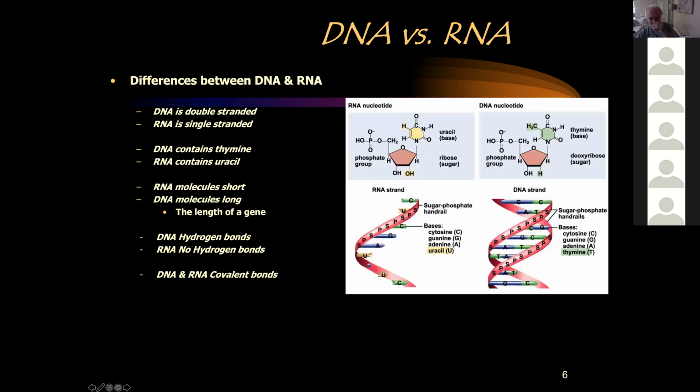Now, what are the differences between DNA and RNA? I've said some of them already. DNA is double-stranded, RNA is single-stranded. DNA contains thymine, RNA contains uracil. RNA molecules are short, whereas DNA tends to be long, has to be at least the length of a gene. And DNA has hydrogen bonds, but RNA does not.